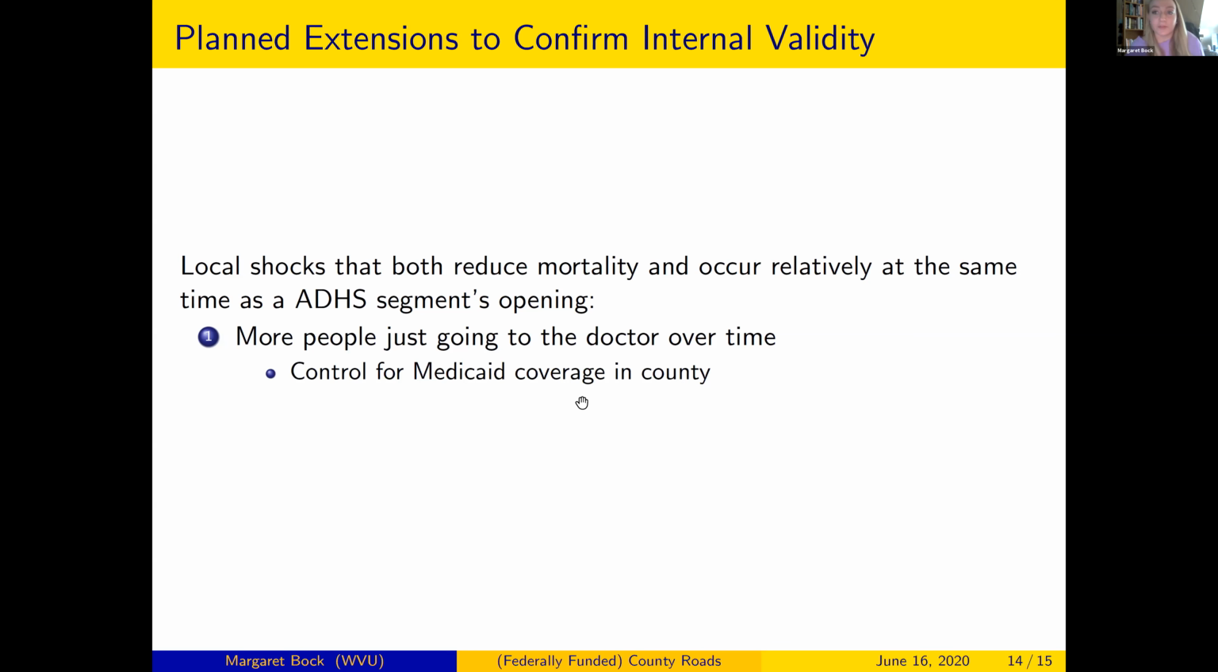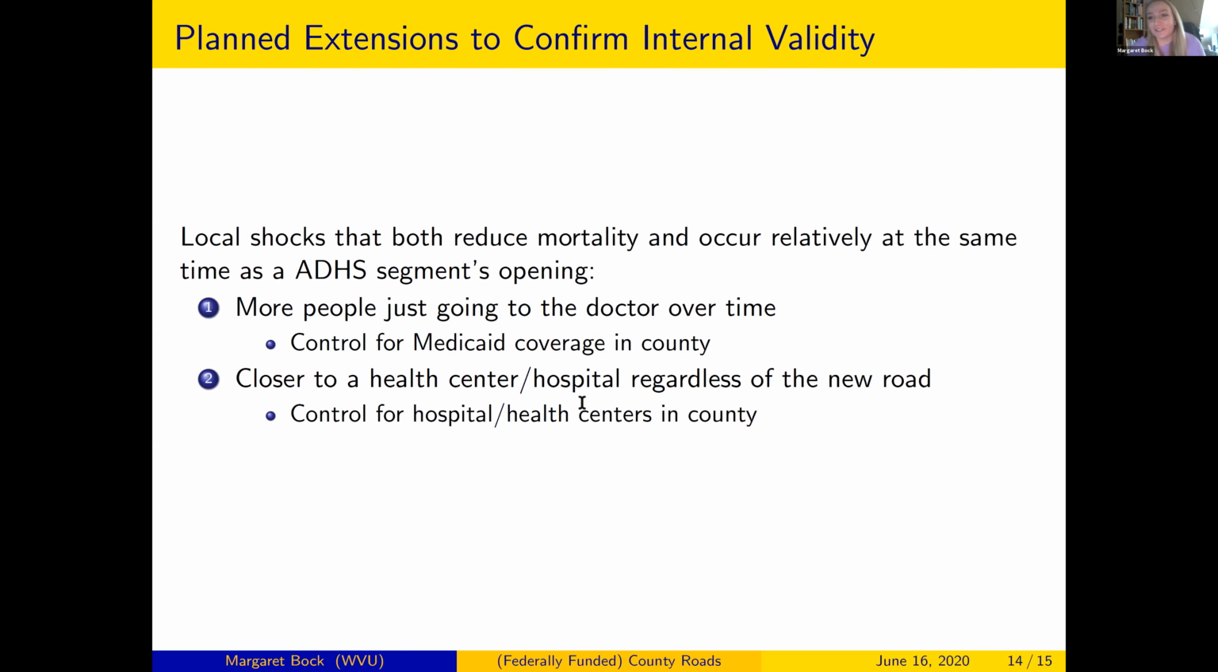So I'll briefly go through these. The first thing is that maybe more people are going to the doctor over time, and this is why certain mortality outcomes are decreasing. I hope to get my hands on Medicaid coverage by county and maybe control for healthcare consumption that way.